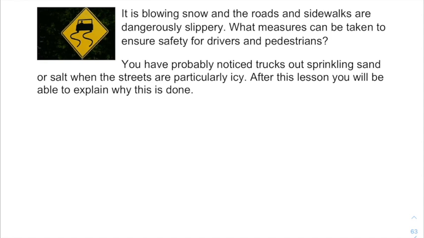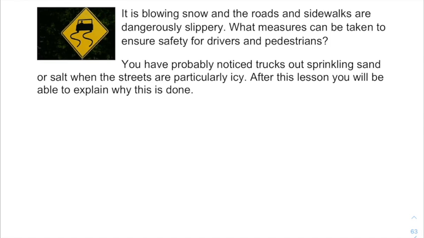It is blowing snow and the roads and sidewalks are dangerously slippery. What measures can be taken to ensure safety for drivers and pedestrians? You have probably noticed that trucks out sprinkling sand or salt when the streets are particularly icy. After this lesson, you will be able to explain why this is done.